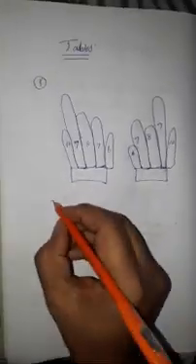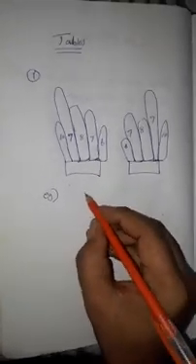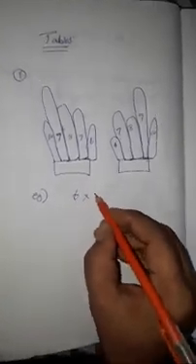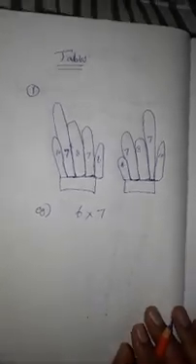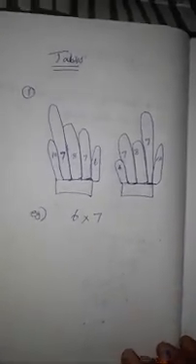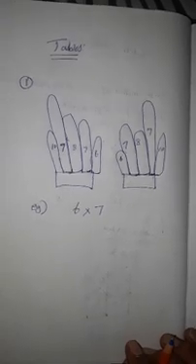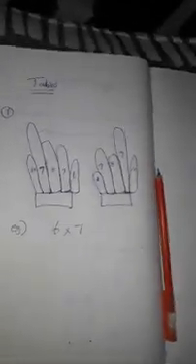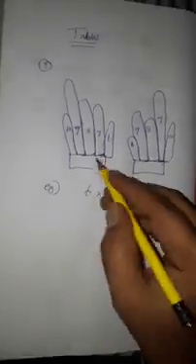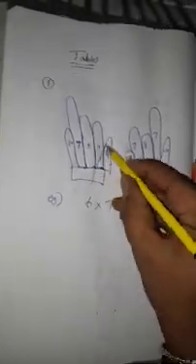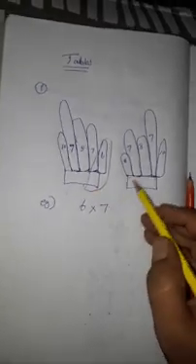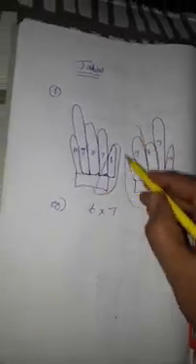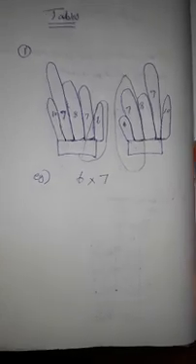For example, I will take 6 into 7. What is the result of 6 into 7? If I multiply 6 into 7, what am I going to get? Very easy, look here. With the help of some object like a pencil or pen, you just have to encircle here 6 and here 7.